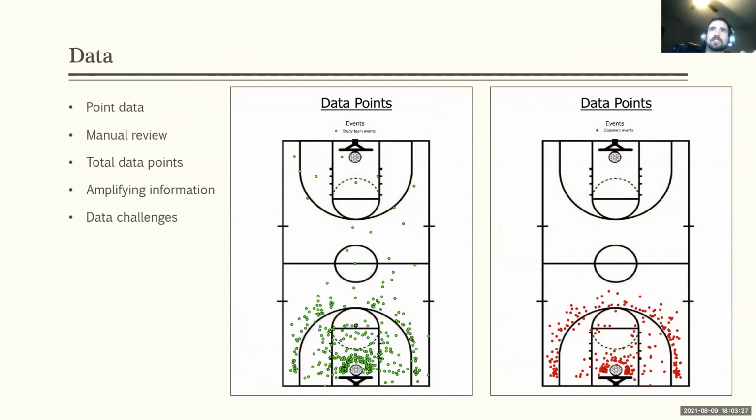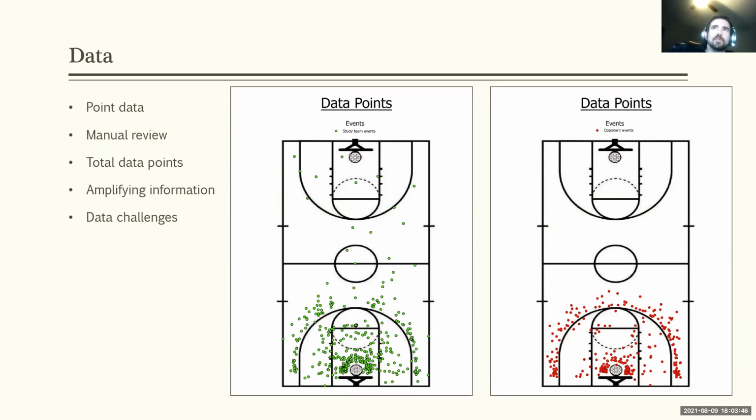So going back to the data, all the data was point data. I'm going to be calling them events. All the data was derived from manual review of game tape. So I sat down and watched all the game tape from 5 games of the last season, the 2020-2021 season, and then manually entered every event.